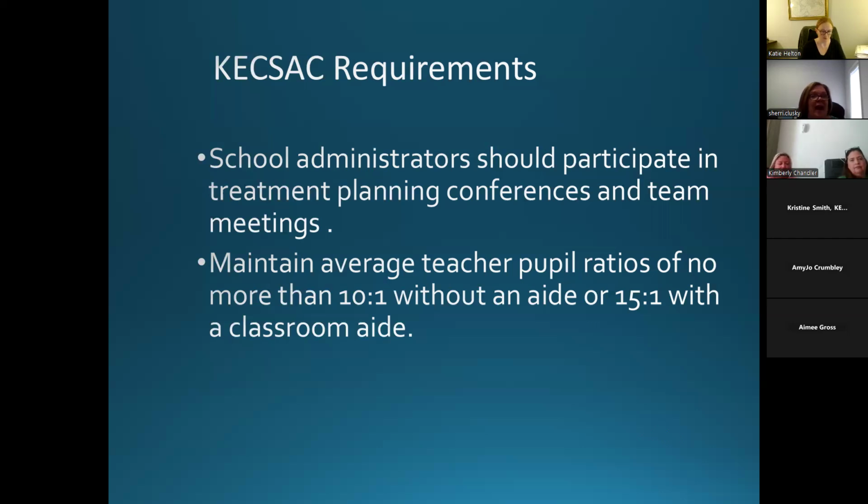You must maintain an average pupil ratio of no more than 10-1 without an aide or 15-1 with a classroom aide. And this is like we talked about earlier. All of our KECSAC programs are required to have a 10-1 and a 15-1 with an aide.